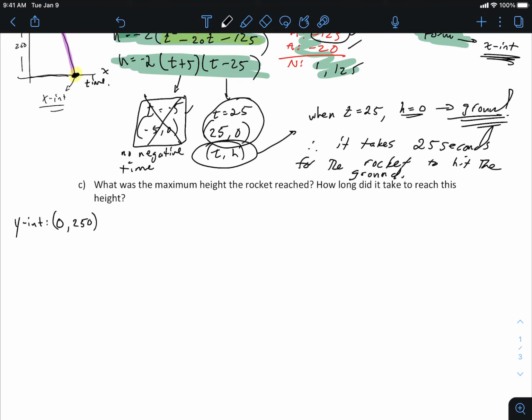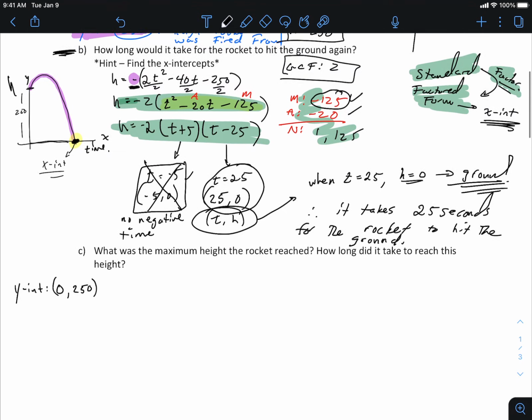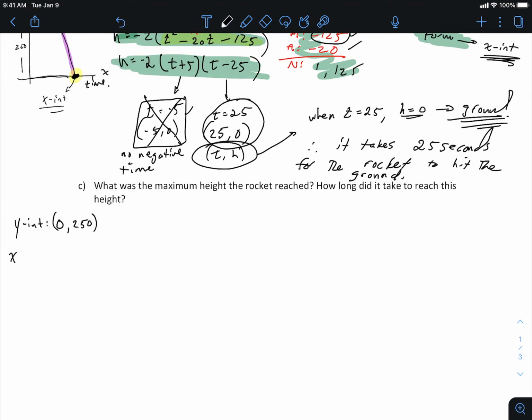Y-intercepts, x-intercepts, vertex, max, mins, all that stuff, right? Axis of symmetry. We're just going to run through that and see what I know and what I don't know, right? So we found the y-intercept. That was the very first question, right? What height was the rocket fired from? Then in the second question, we found the 2 x-intercepts. One of them was at (-5, 0), and the other one was at (25, 0).